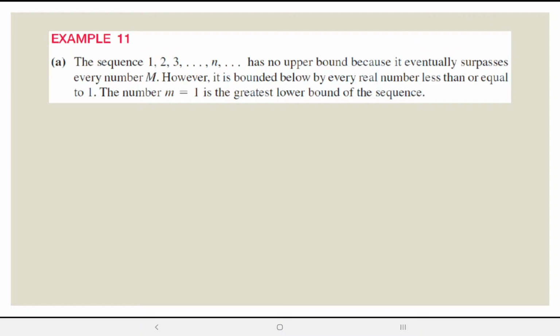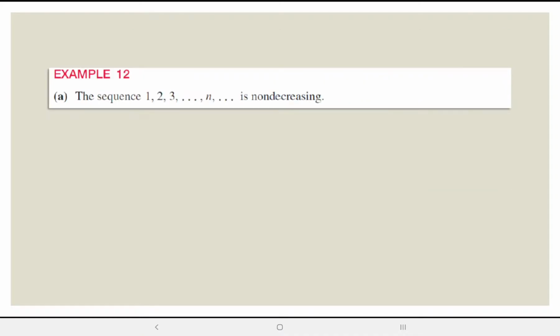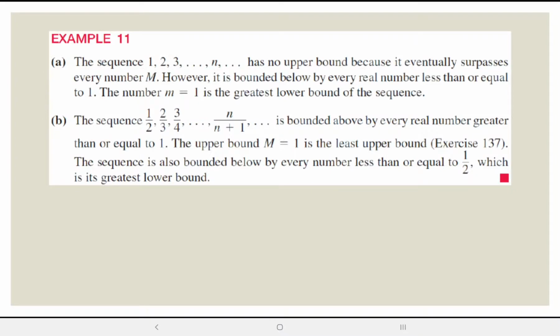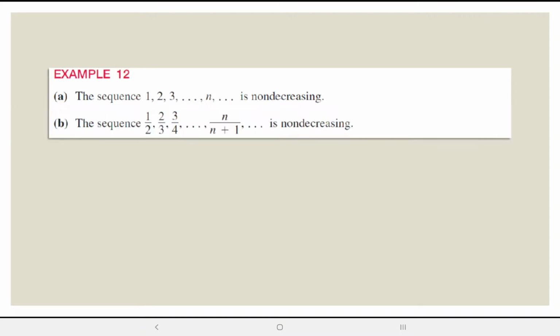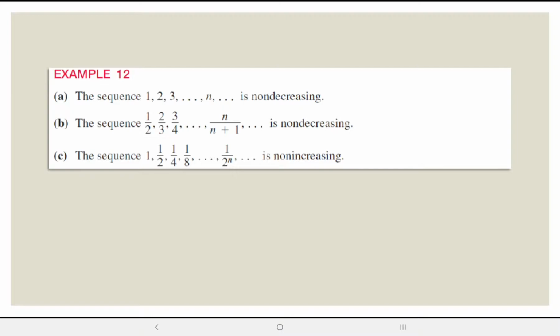Okay, so the sequence 1, 2, 3, etc. has no upper bound. Mali yata ako ng insert dito. Okay. So, the sequence 1, 2, 3 hanggang kay n is non-decreasing. This one is non-decreasing as well. Kasi papa-increase, even though bounded siya ng 1, non-decreasing pa rin siya. And then, this one is non-increasing. Kasi nga, as n gets larger, lumalaki yung divisor mo, which leads to the decline of the value.